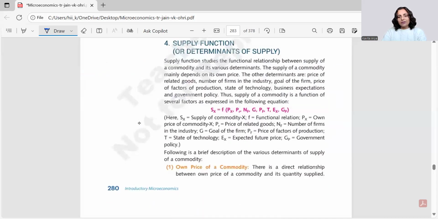And then we come to the topic of the supply function, the functional relationship.